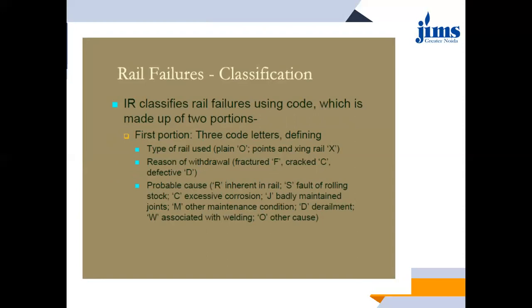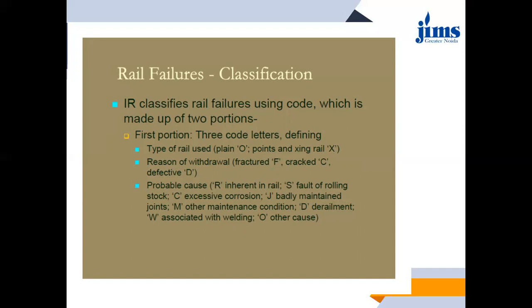Then comes your next topic, the classification of rail failures. There is a technique to classify these rail failures. Indian Railways classifies them using certain codes, which are made up of two major portions. We'll first discuss the first portion. It consists of three code letters, which define the type of rail used, the reason of withdrawal, and the probable cause.